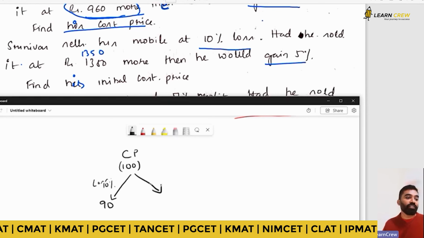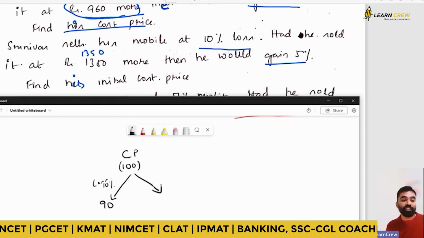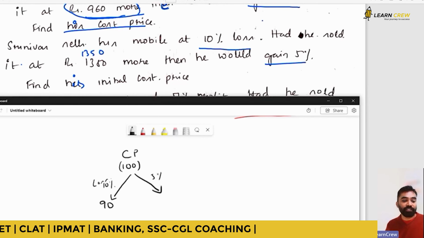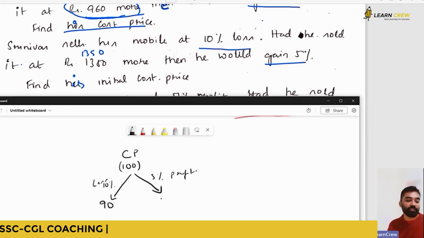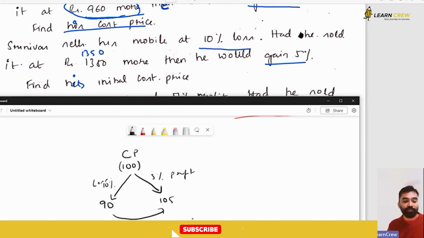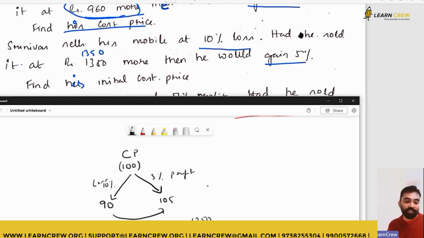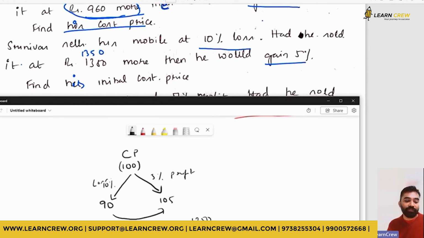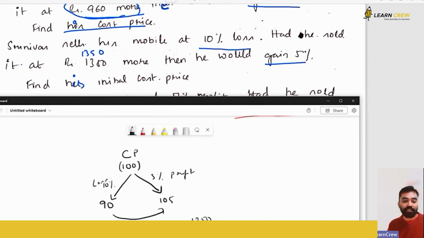If he had sold it for rupees 1,350 more, he would have gained 5%. So 5% is the profit if he has sold it. The cost price is 100, the selling price would be 105. The difference is going to be 15 ratio. This 15 ratio corresponds to 1,350, the increase in amount you would have gained. So 15R equals 1,350, or 1R equals 90.